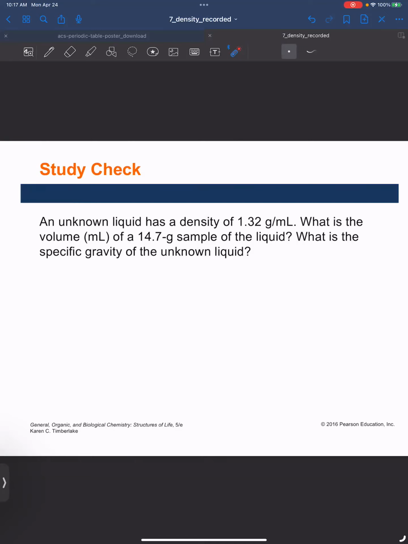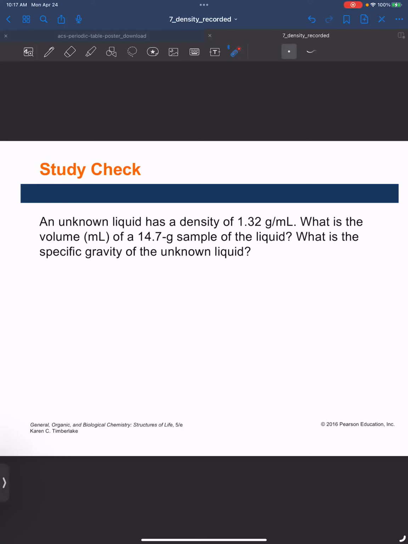All right, an unknown liquid has a density of 1.32 grams per milliliter. What is the volume in milliliters of a 14.7 gram sample of the liquid? And what is the specific gravity of the unknown liquid?